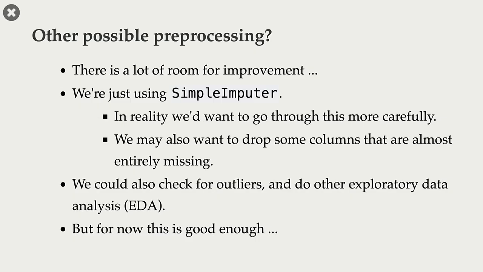We spent a fair amount of time on pre-processing here, but there is still a lot of room for improvement. For example, right now we are using simple imputer for imputing missing values. In reality, you would be more careful about this. You would go through the columns with missing values more carefully. If a column has many missing values, then probably it's just worth it to get rid of that column. Or it's also possible to use more sophisticated ways to impute values. Also in EDA, we noted that there are some outliers in some of the columns, and we didn't really do anything about them. So there is a lot of room for improvement, but for now, this is good enough.